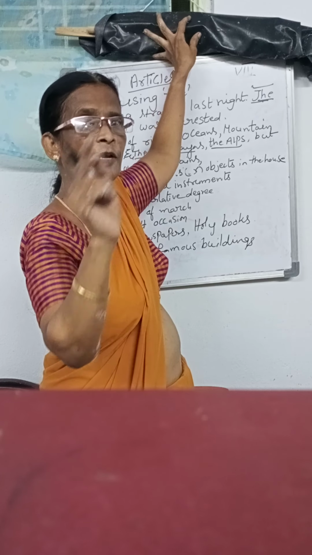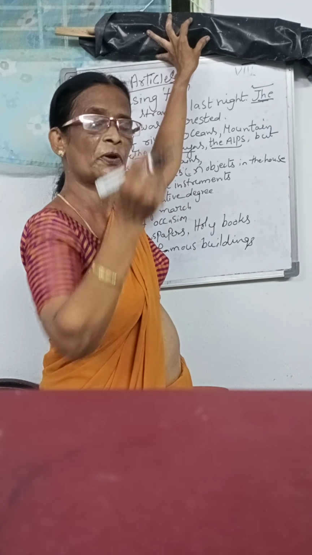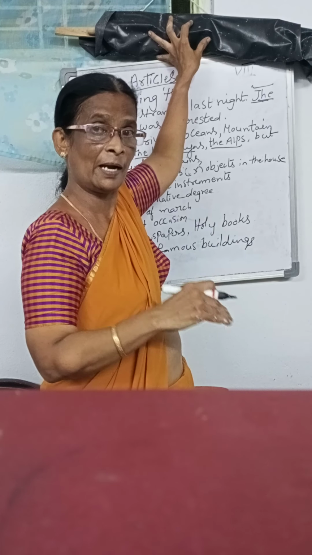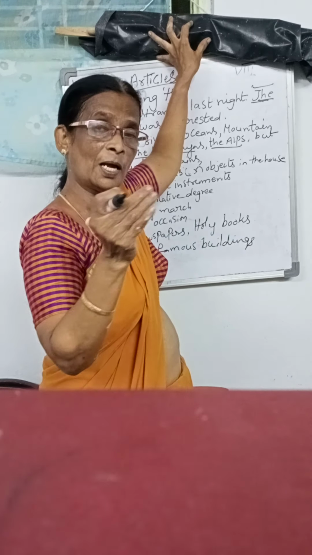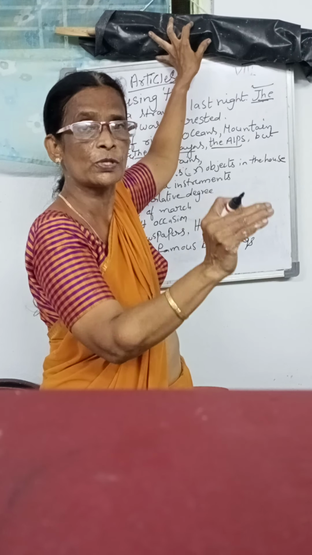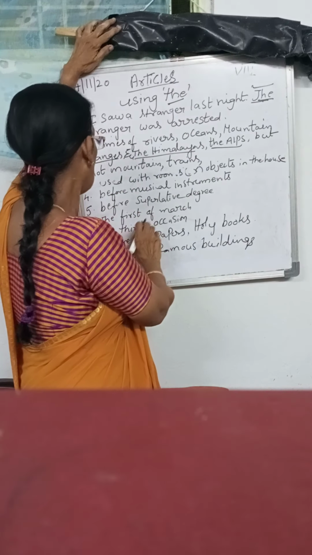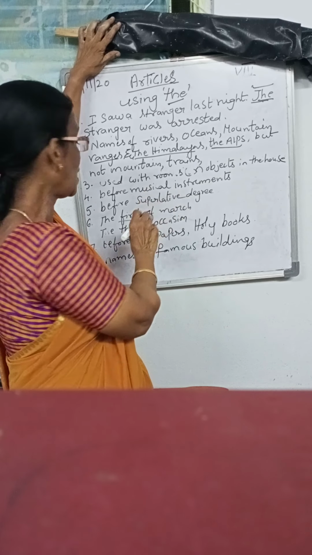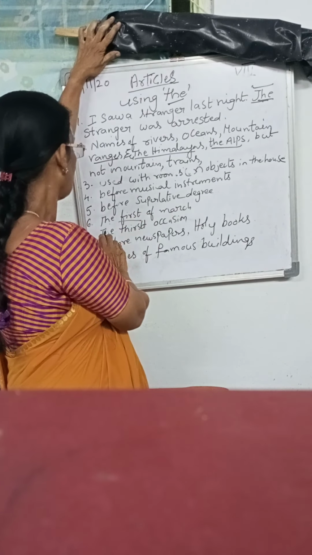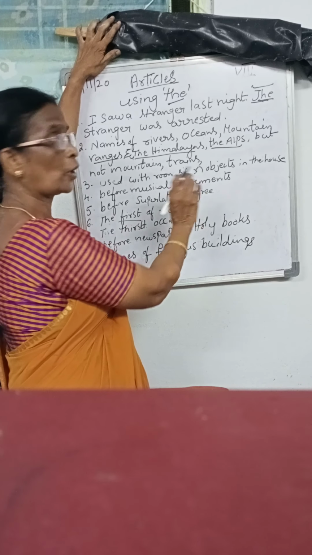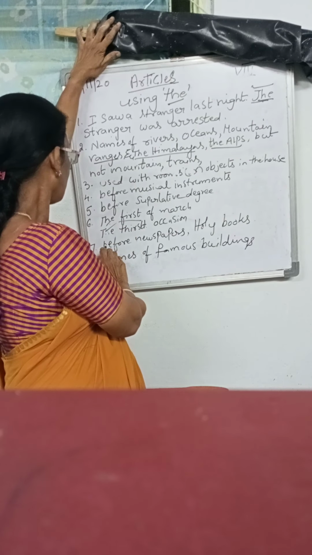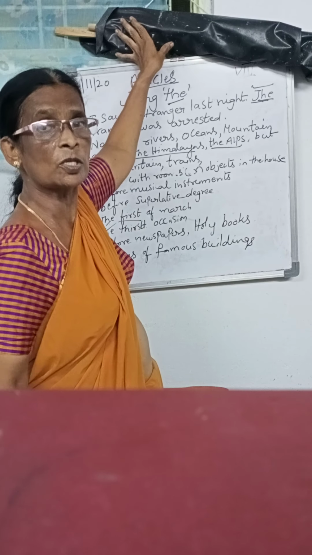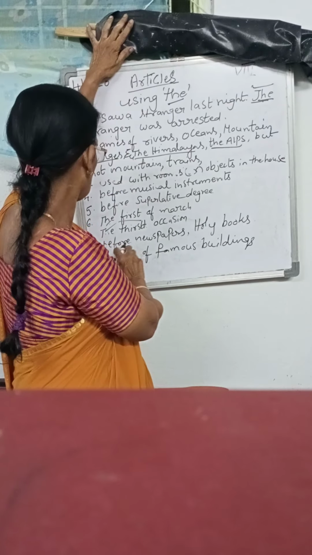Then next one, before the superlative degree, I told you degrees of comparison. Before the superlative degree we have to use "the": the most beautiful, the largest one, the smallest one, the biggest one, the tallest one. Next one, before ordinals: the first of the month, the third occasion. Next one, before newspapers: the Deccan Chronicle, the Enadu, the Saturday. Before newspapers also we have to use "the".